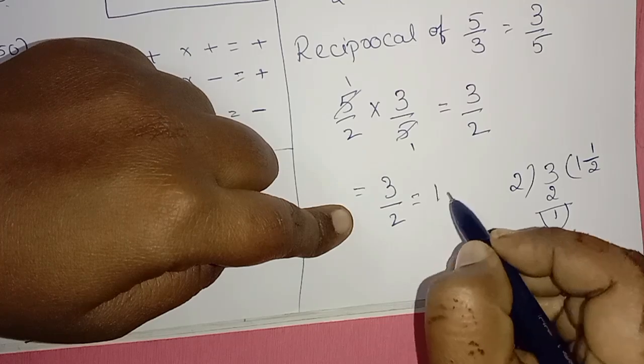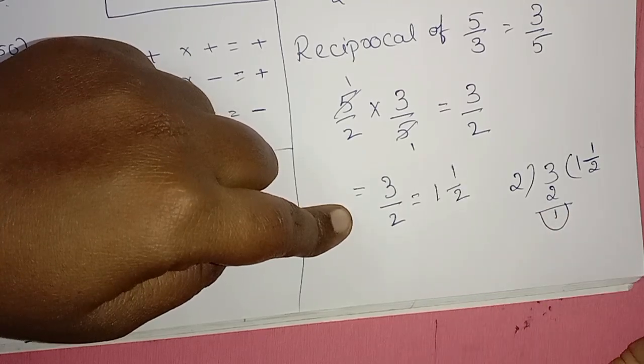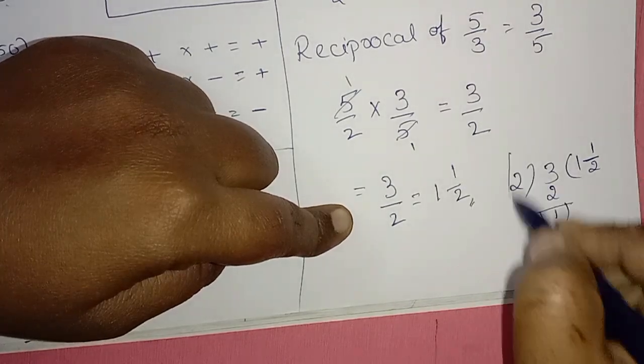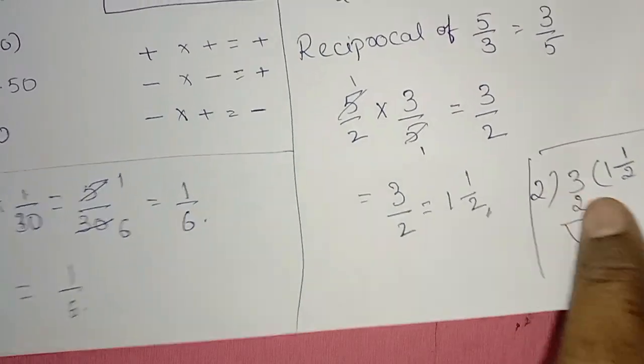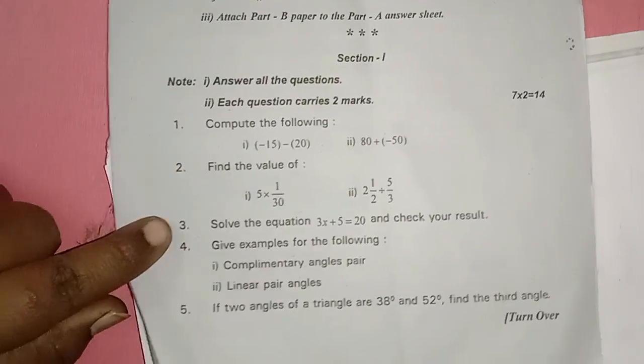So we can write it as 1 of 1 by 2. Right? This is your answer. This is your rough work. Next, solve the equation. Third question. This is your third question.